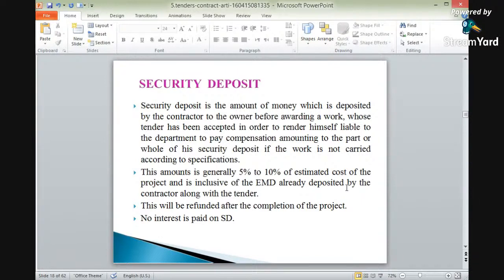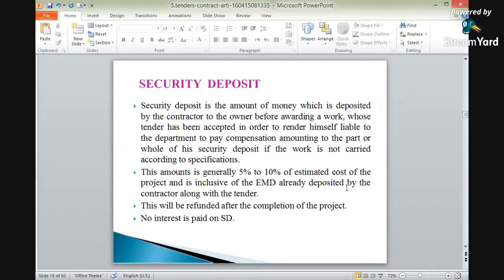Security deposit is the amount of money deposited by the contractor with the owner before awarding a work whose tender has been accepted, in order to render himself liable to pay compensation to the department, amounting to part or whole of his security, if the work is not carried out to the prescribed specifications. So if the work is not carried out to the prescribed specifications, or the clauses mentioned have not been followed, or the various specifications depending upon the work have not been taken care of.